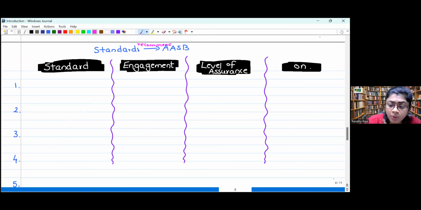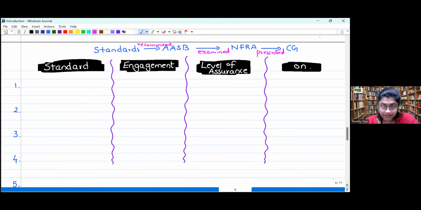Now, who will examine? You have learned this in your Inter. Standards are recommended by AASB, Auditing and Assurance Standards Board. It is examined by the body that helps the government. Very good. It is examined by NFRA, National Financial Reporting Authority. Now, NFRA will pass it on to whom? Ultimately, standards are issued, that is, prescribed by the central government.